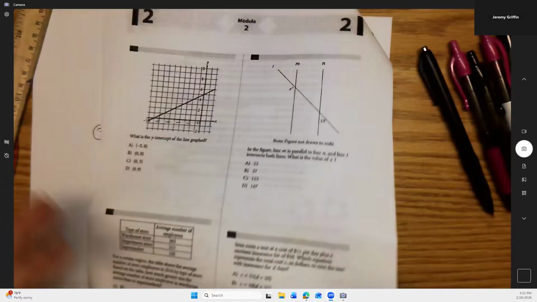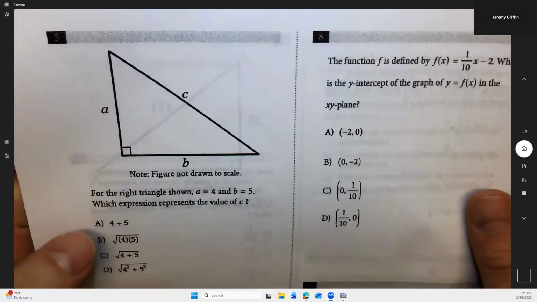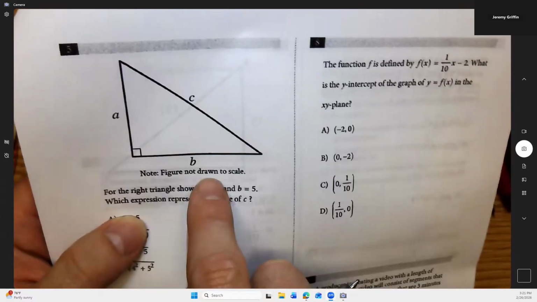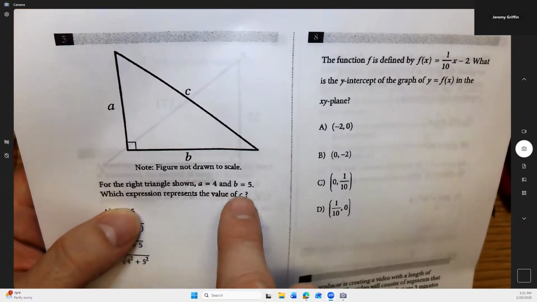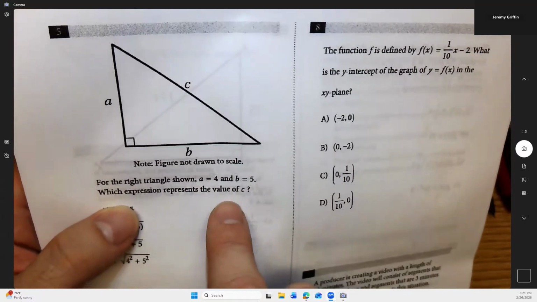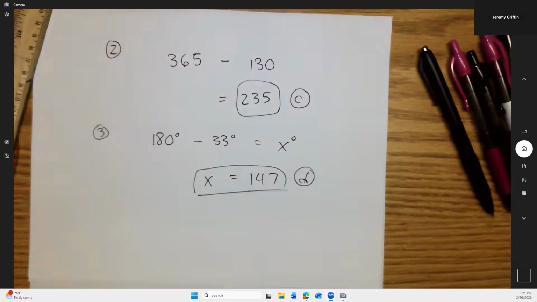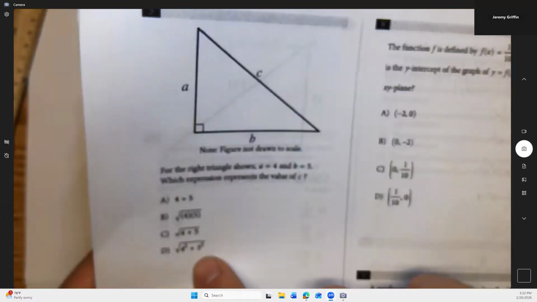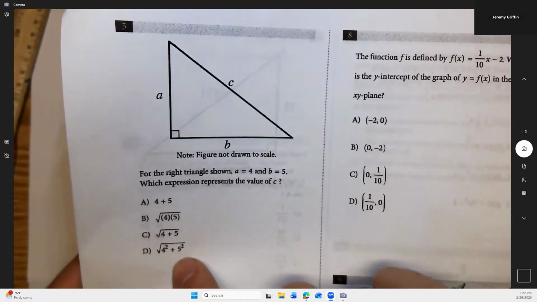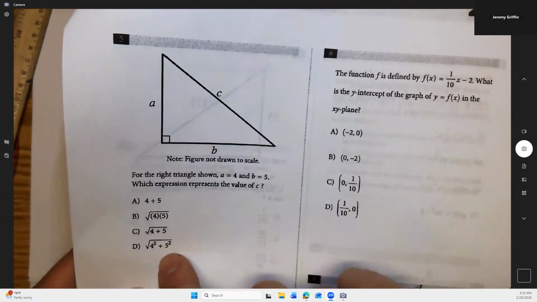All right, 4C. Number 5. Ooh, we got a right triangle. Yeah, it says right triangle. Not necessarily drawn to scale, but it does have a right angle. A is 4, B is 5. What's the value of C? Oh, is that Pythagorean theorem? Can you guys say this hypotenuse is the square root of a squared plus b squared? Because that would be Pythagorean theorem. So I'm going to say square root of 4 squared plus 5 squared. I think the answer is D, isn't it? 5 is D. Are you guys okay with 5 is D?